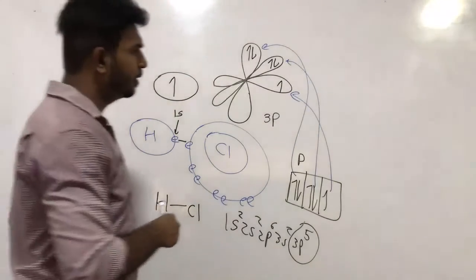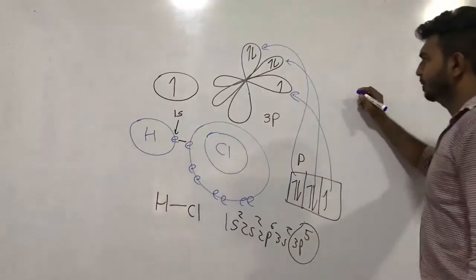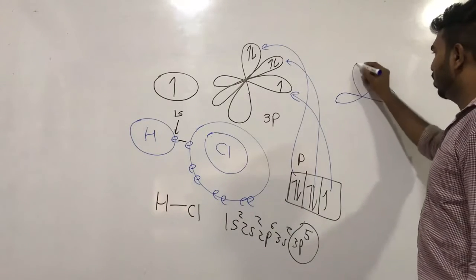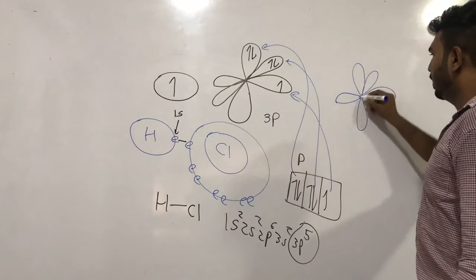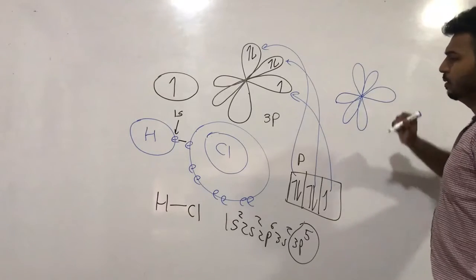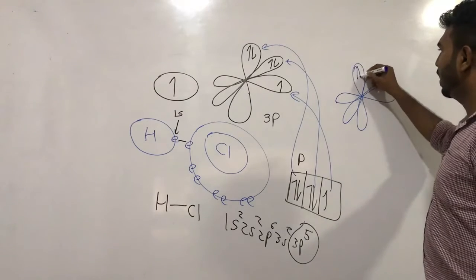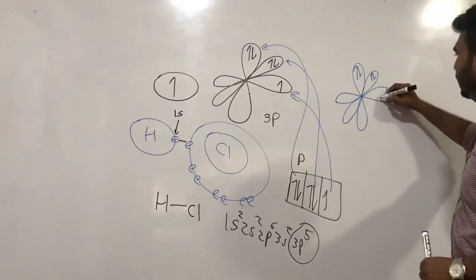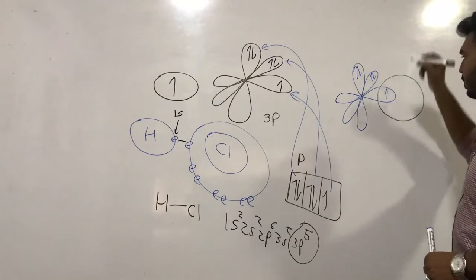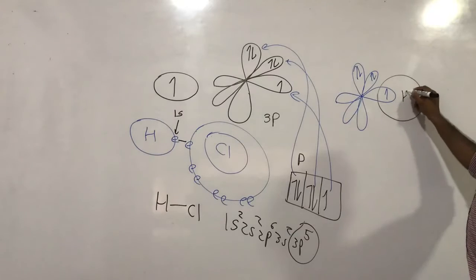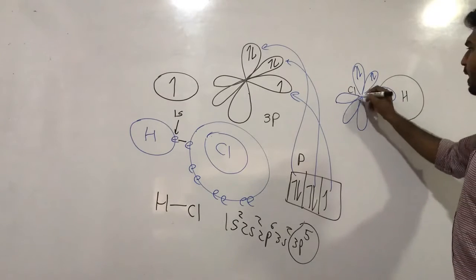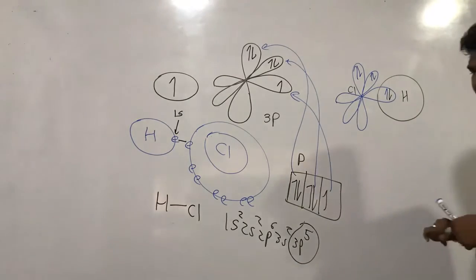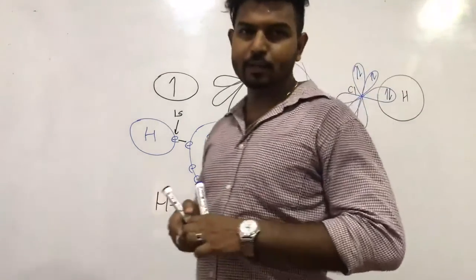We can draw that like this. I will first draw the p orbital of chlorine. We have to consider the last orbital only, with 5 electrons, and this is the orbital of hydrogen. So this is chlorine, this is hydrogen. Hydrogen has 1 electron. The 2 electrons should be in different spin.